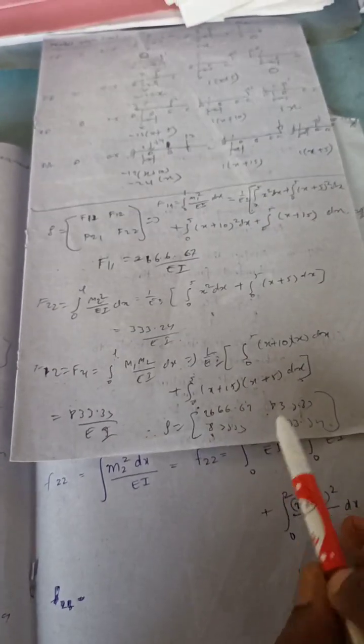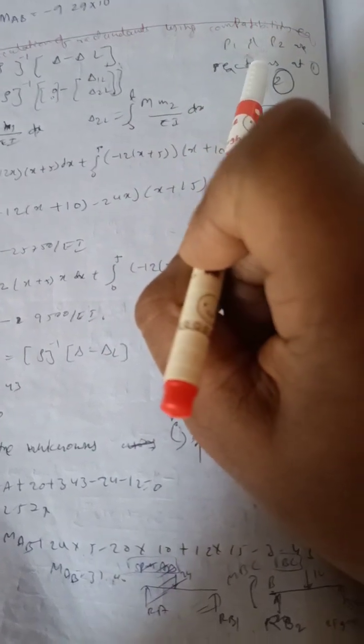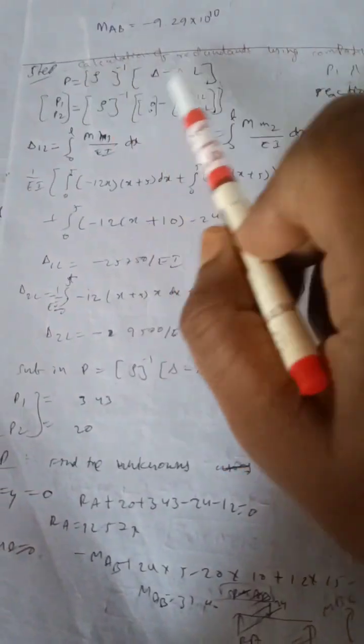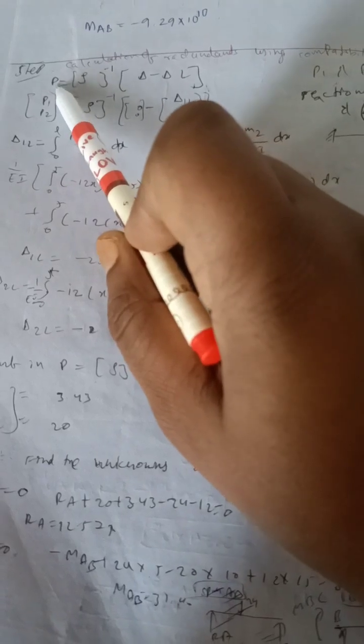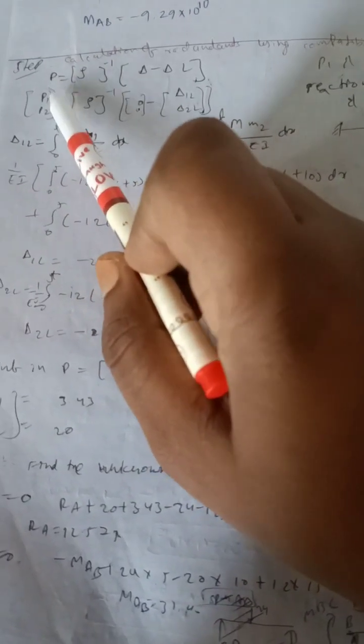So this is a flexibility matrix. In the next step, we need to calculate the redundancy using the compatibility equation. Using this compatibility equation, we will calculate the redundants. Here redundants means P1, P2.